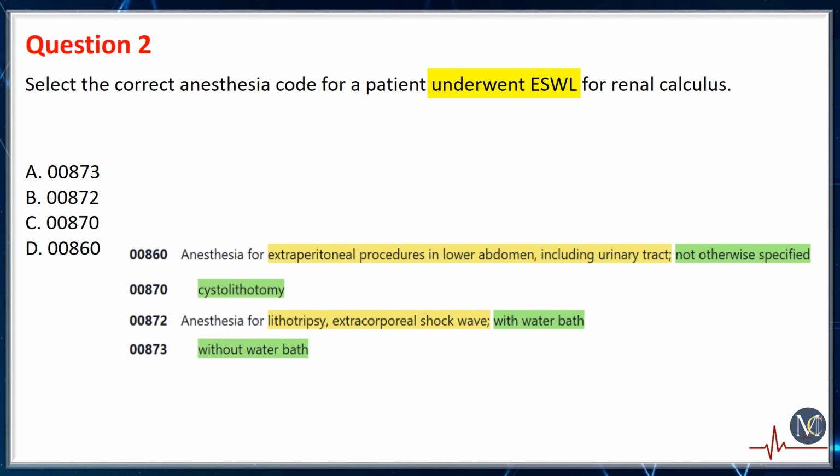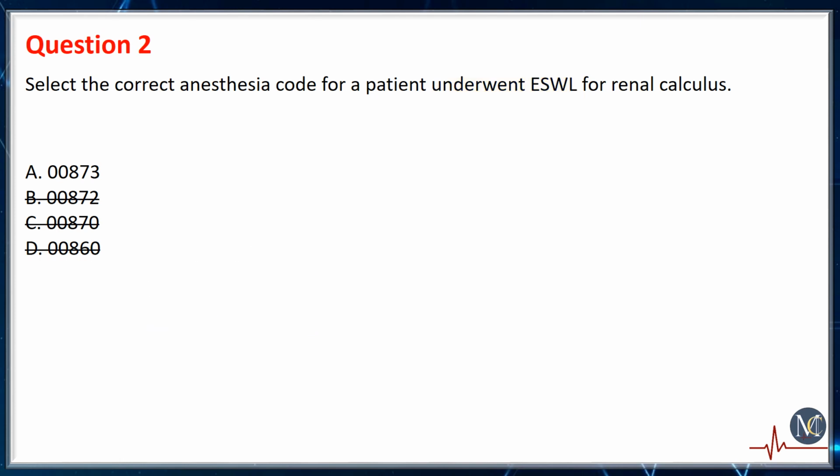In this scenario, the service performed was ESWL, which means extracorporeal shock wave lithotripsy, and it is without water bath. So our correct service code is 00873, anesthesia for lithotripsy, extracorporeal shock wave without water bath. Our correct option is option A with service code 00873.